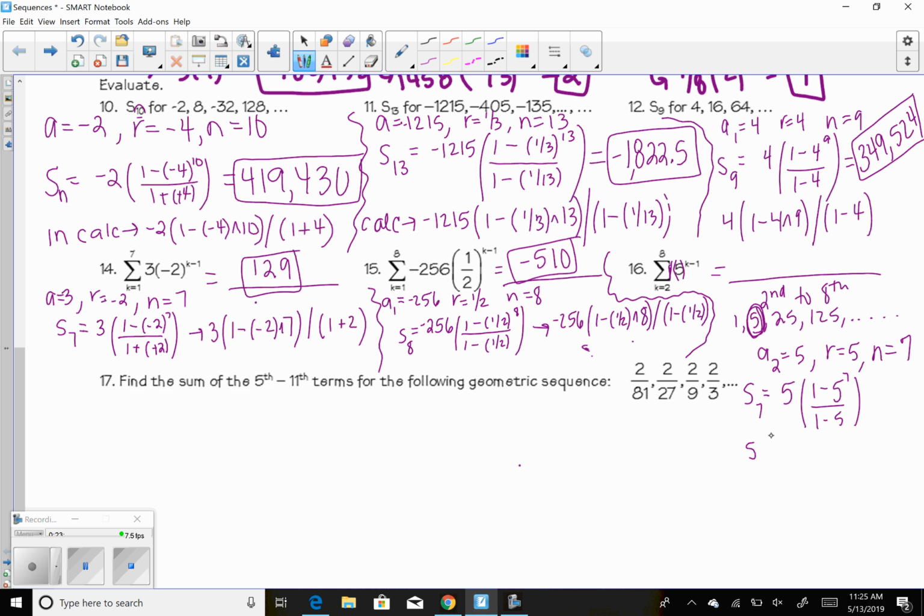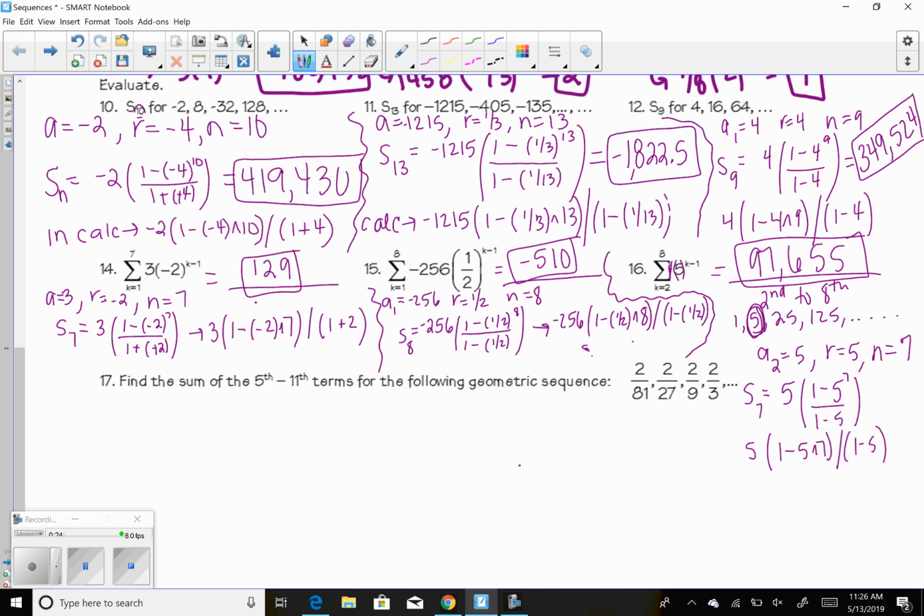So in the calculator, 5 times 1 minus 5, caret 7, divided by 1 minus 5. And you get 97,655 for that final answer. So just be careful that you pay attention to the term that you're starting to sum with. The number that goes outside of the parentheses of the sum formula is the value you start with. It's not always the first term. You just have to pay attention to what it's saying.